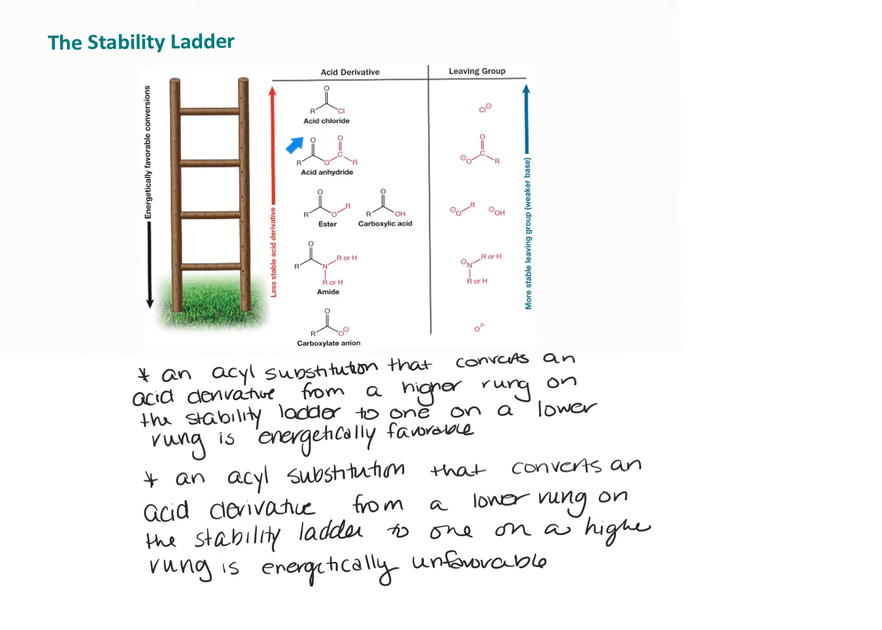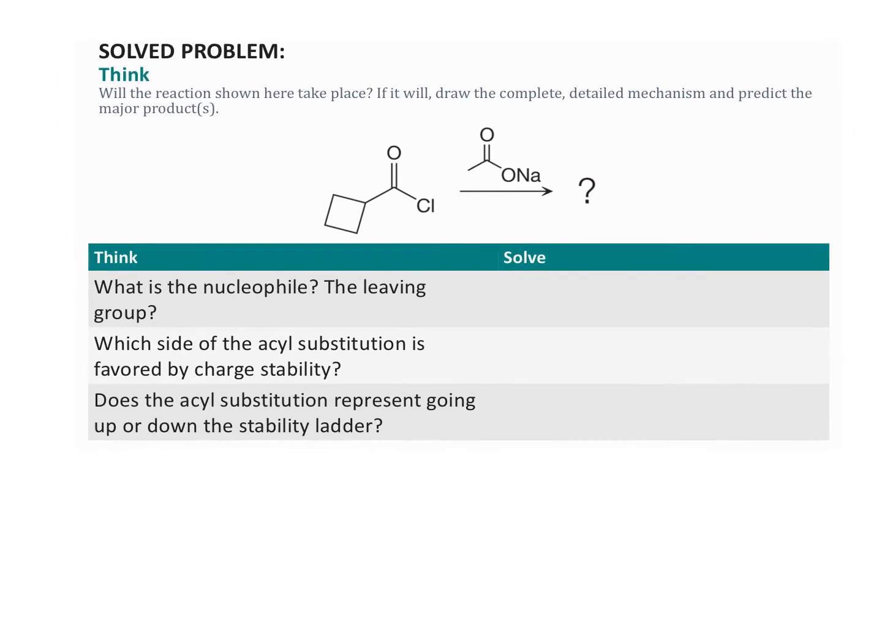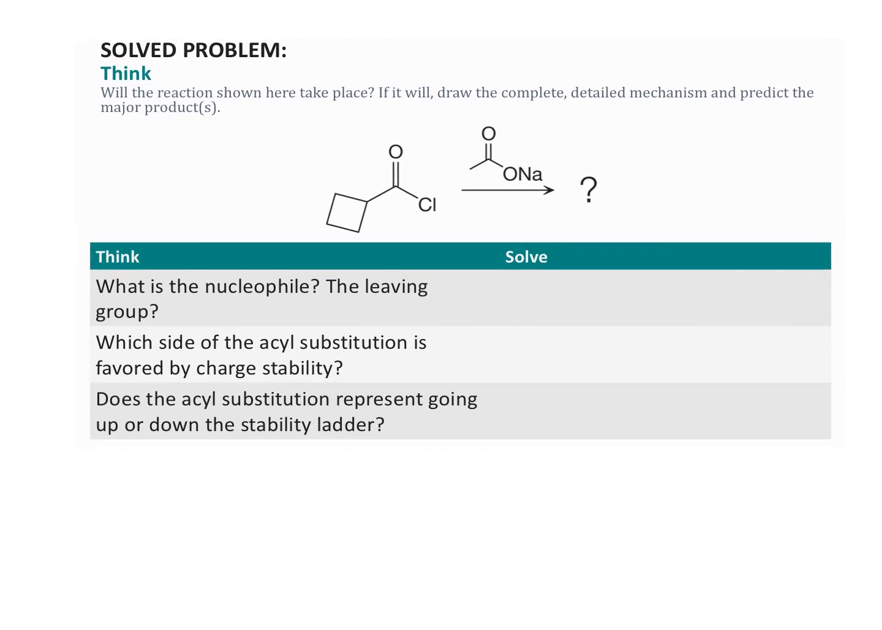But an acid anhydride is not going to react with a chlorine to turn into an acid chloride. We're not going to be able to go up. Okay, we can only go down. Okay, and so let's do an example. Which reaction will take place here? If it will, draw the complete detailed mechanism and predict the major products.